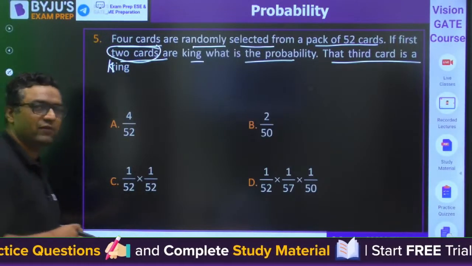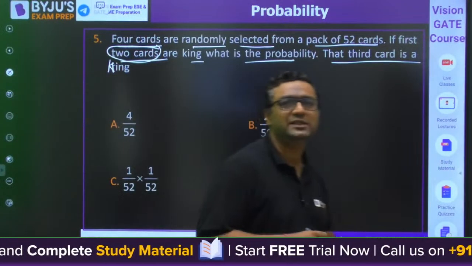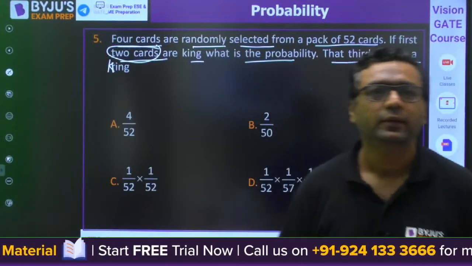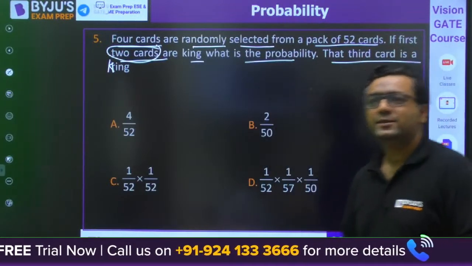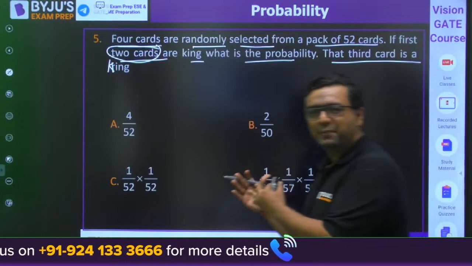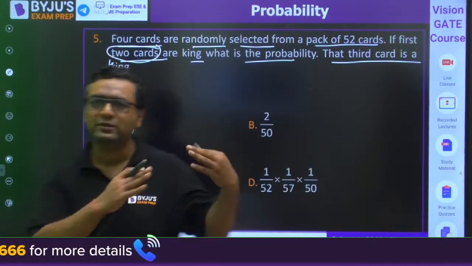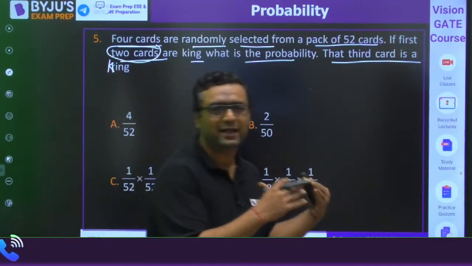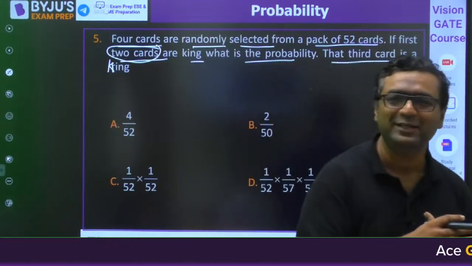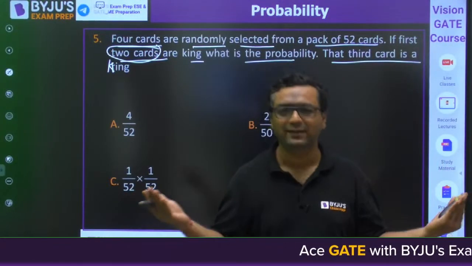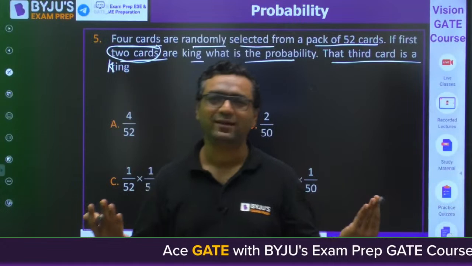Wonderful, wonderful, wonderful, guys. So one side India Australia match is going on. Second side some students are doing mathematics for GATE. Who will get result? Obviously those who are studying.